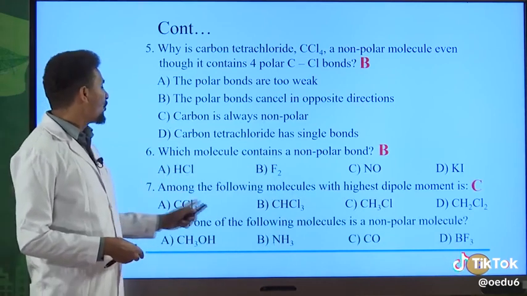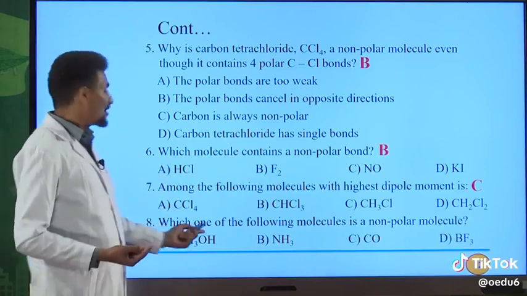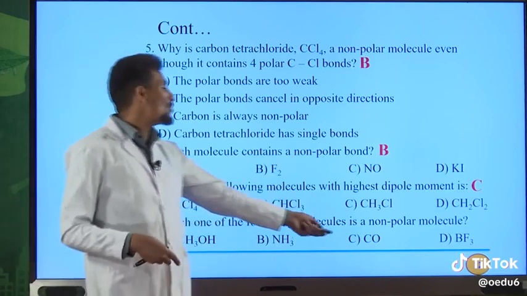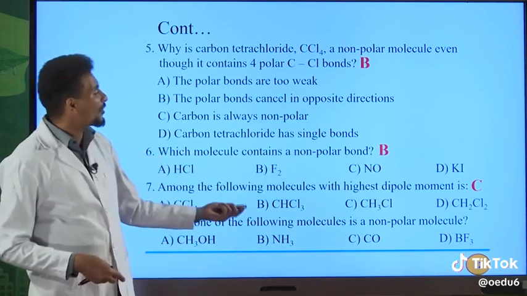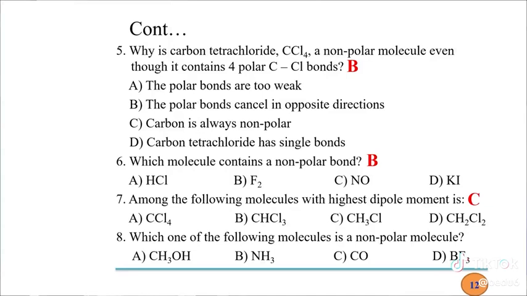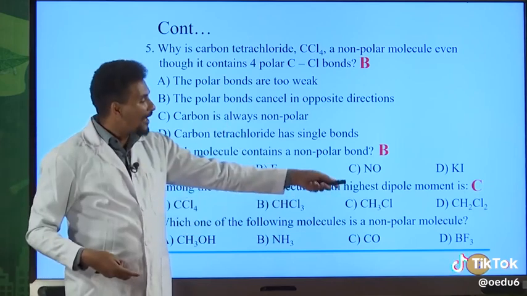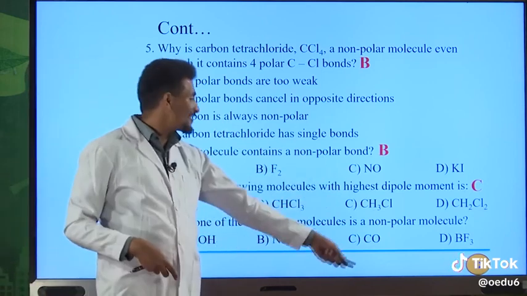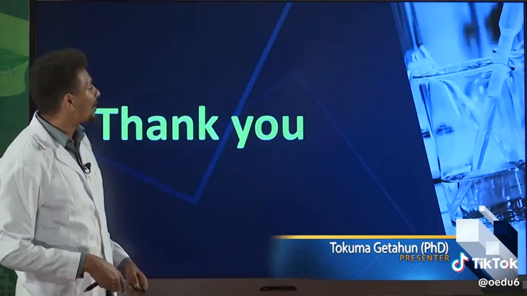Question number 8. Which one of the following molecules is a non-polar molecule? This is a polar molecule. Ammonia is also a polar molecule. Carbon monoxide is also a polar molecule. But boron trifluoride is a non-polar molecule because its shape is trigonal planar. So the vectors cancel each other out, and the dipole moment of this molecule is equal to 0. Because of this reason, it is a non-polar molecule. So D is the correct answer.